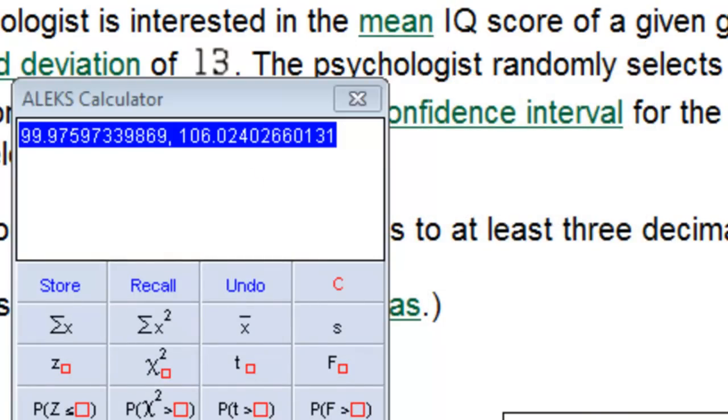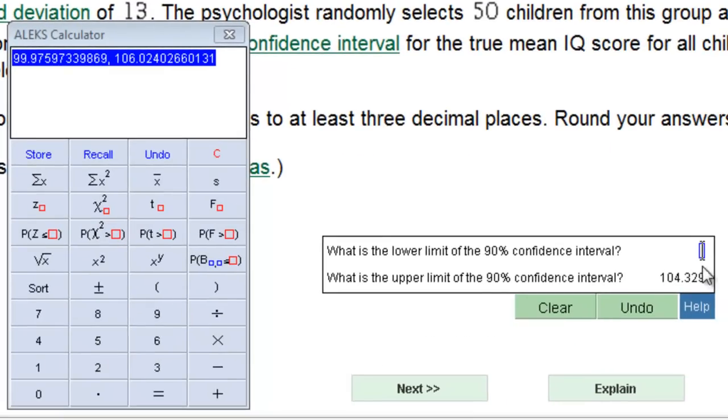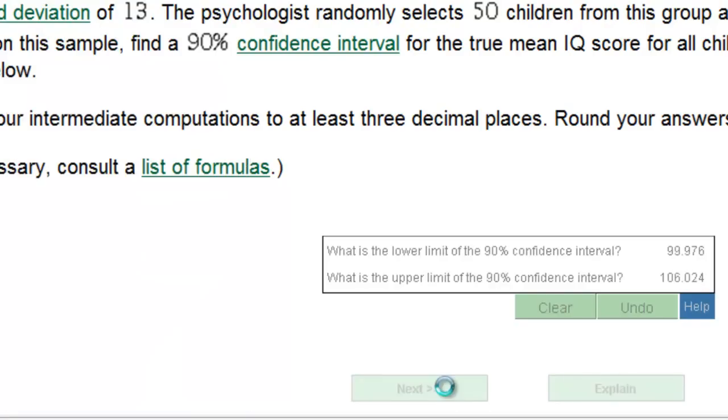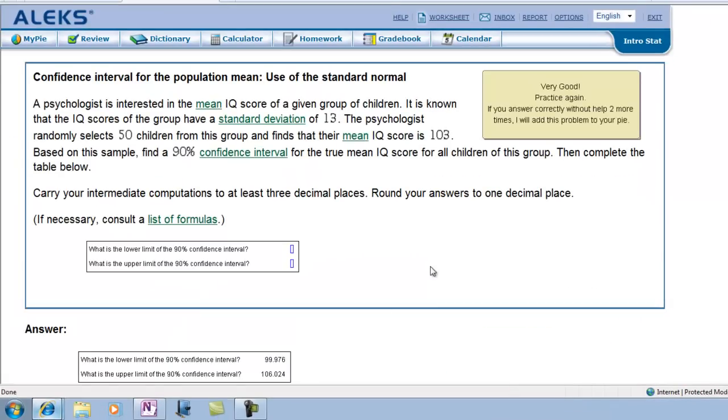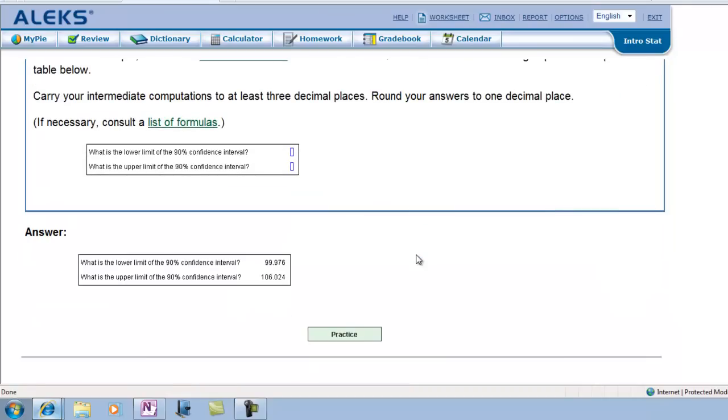I don't know what I hit last time, but let's clear those. So it's 99.976 for the lower limit, and 106.024 for the upper limit. And that's that. So I hope you get the arm's length principle.